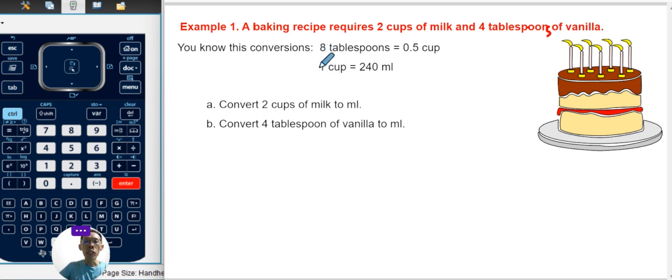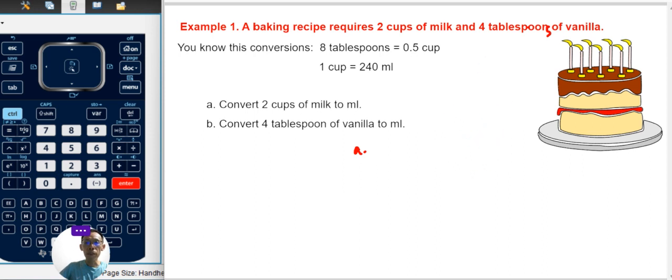All right. And what we know is that 8 tablespoons is equal to half a cup and 1 cup is 240 milliliter. Convert the cups of milk to milliliter. So what I need is cups on top, and then milliliter. So I need to convert this into milliliter.